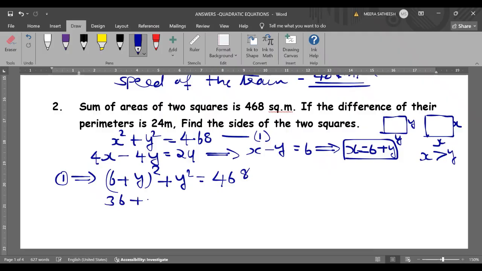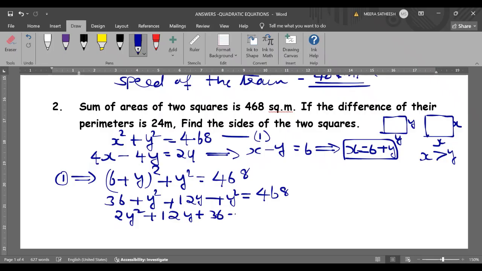36 plus y square plus 12y plus y square equal to 468. Now y square plus y square, 2y square. So 2y square plus 12y plus 36 minus 468 equal to 0. Simplifying further, we will get 2y square plus 12y minus 432 equal to 0. All the coefficients are divisible by 2. So divide by 2.